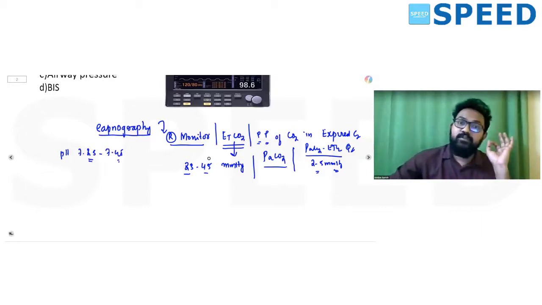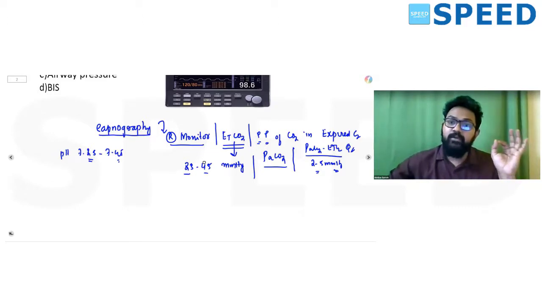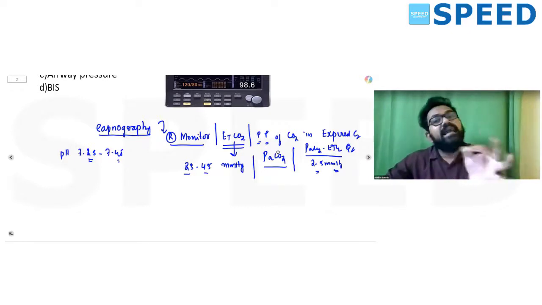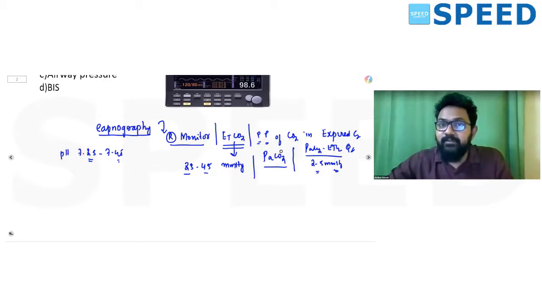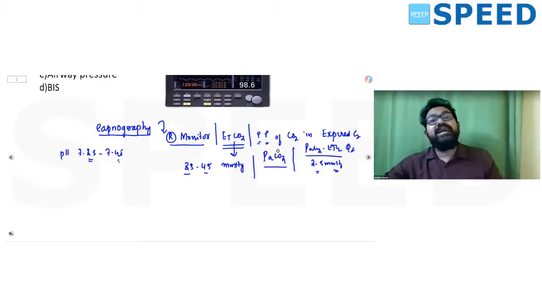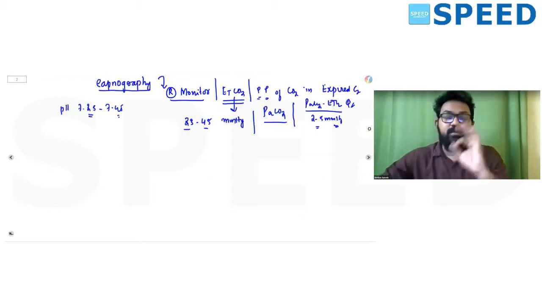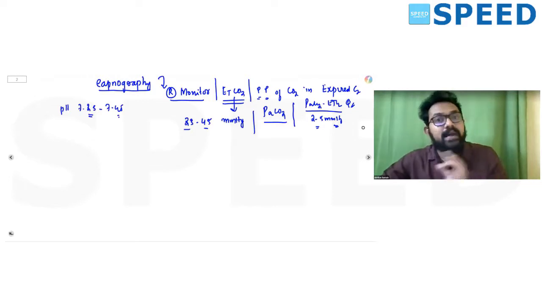End-tidal carbon dioxide value is 35 to 45 millimeters of mercury. PaCO2 value is 35 to 40 millimeters of mercury. And the difference, or the gradient, between PaCO2 and EtCO2 in any given patient can range between 2 to 5 millimeters of mercury. If the difference is more than that, then there is some problem in your body. Okay, so that is what it means. A lot of conceptual questions and a lot of factual questions can also come on end-tidal carbon dioxide.